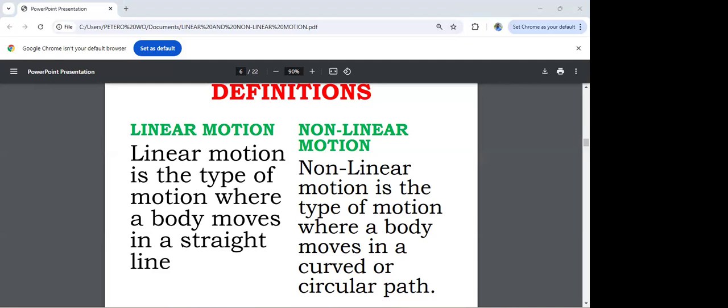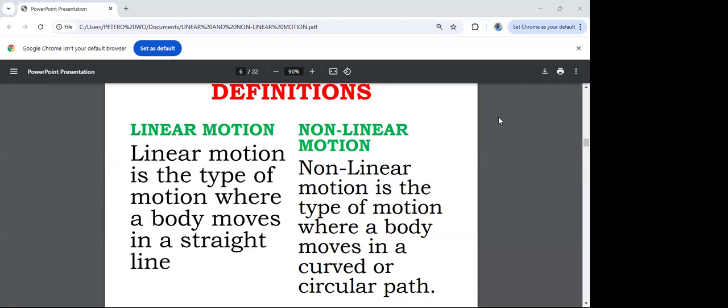One person to read for us the definitions. Yes, Hannah. Linear motion is the type of motion where a body moves in a straight line, while non-linear motion is the type of motion where a body moves in a curved or circular path.